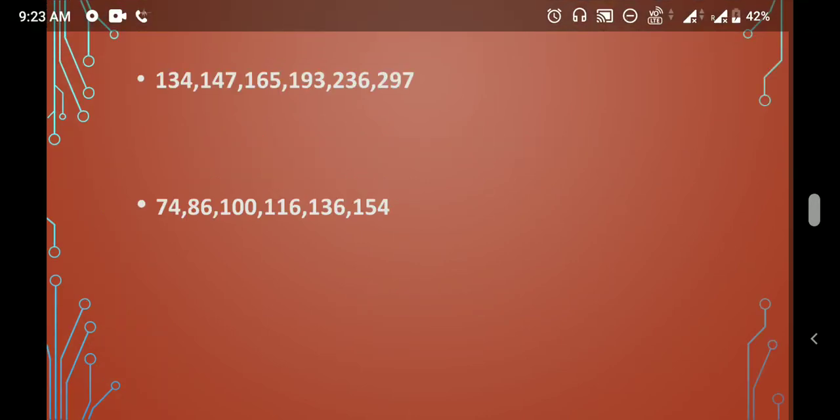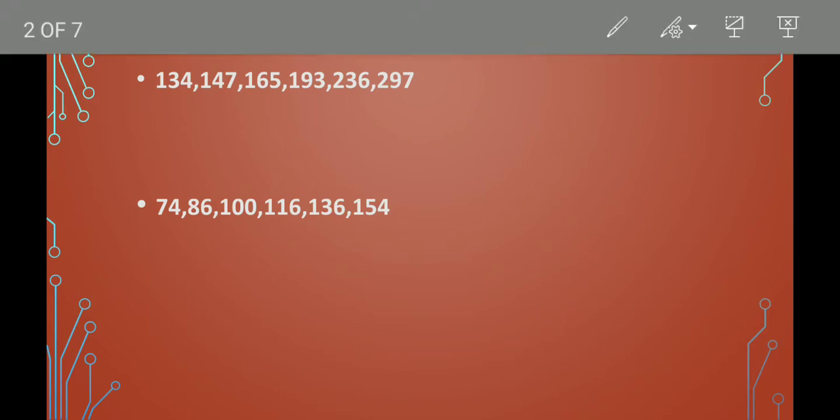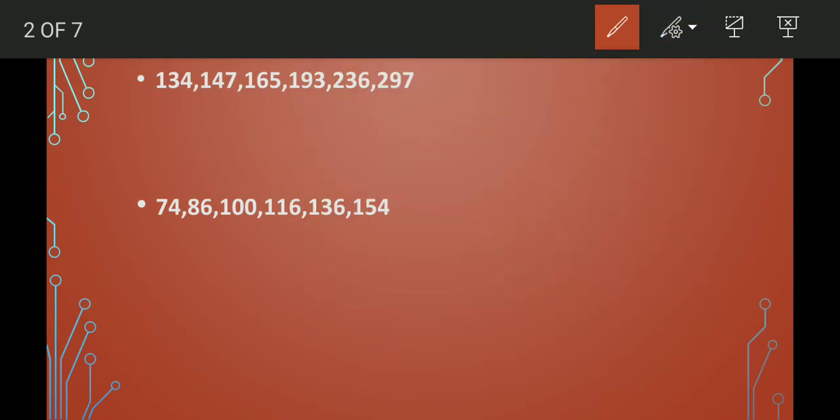Now, our first question is as seen: 134, 147, 165, 193, 236 and 297. We have to find the wrong number. Since the differences between the numbers are not much, we will start taking the differences.